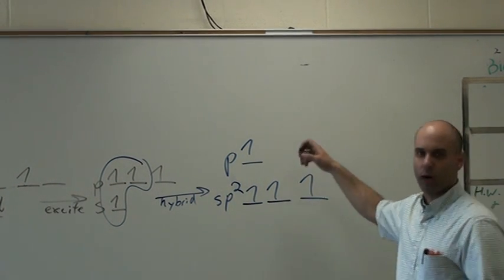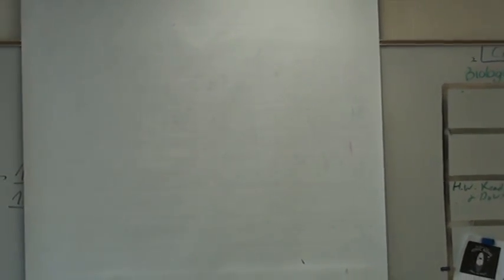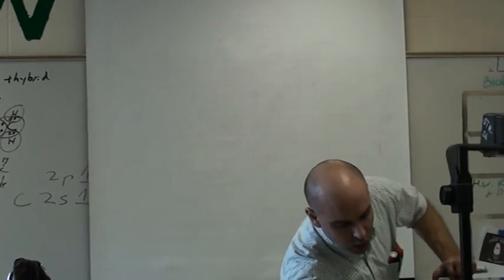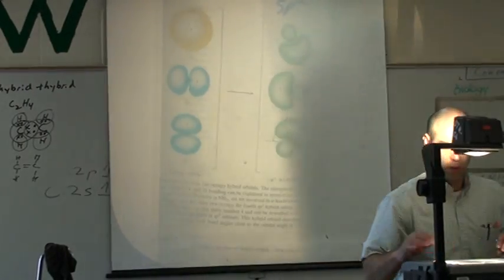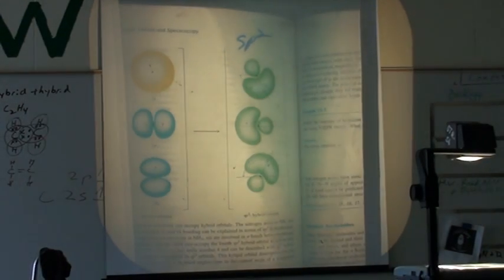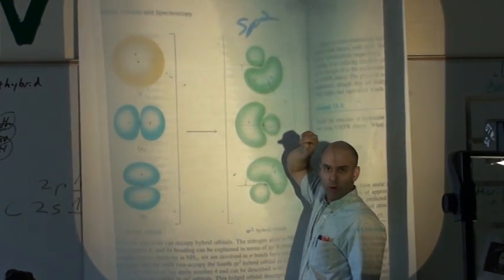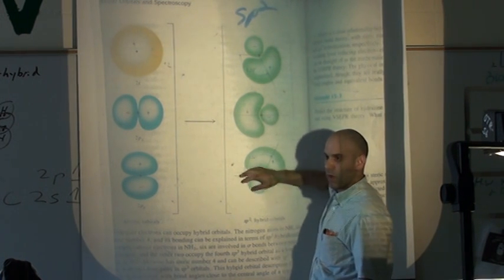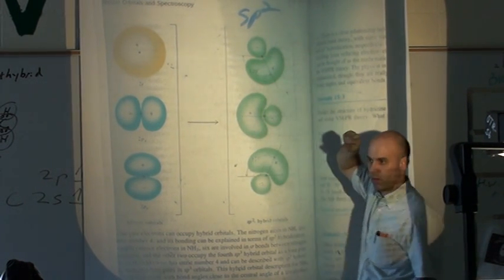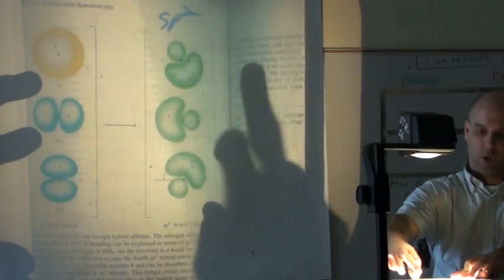And do you remember what an sp2 hybrid looks like? Is it kidney beans? Kidney bean with a piece of corn. So here's the sp2. sp2 hybrid orbitals look like a kidney bean with a piece of corn, and there's 3 of them, all 120 degrees from each other. And each carbon is doing this. So each carbon has 3 of these.